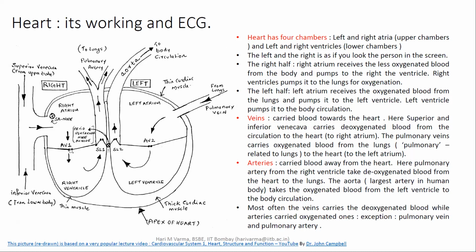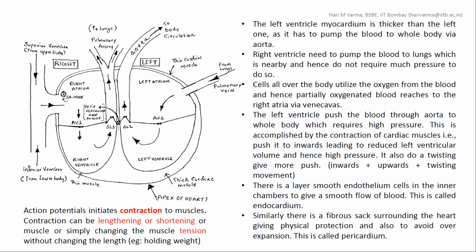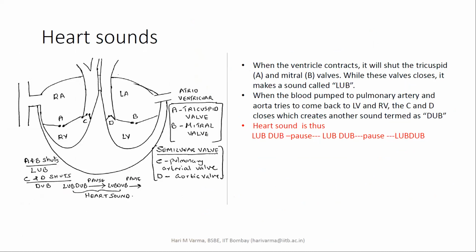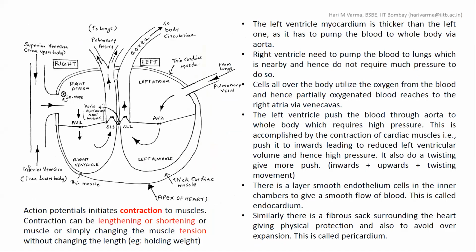This closing of AV1 and AV2 creates a sound because it is shutting down. That sound happens during systole, when there is high pressure because the ventricle is pushing the blood to the lungs or the body. At that time AV1 and AV2 close, and that is called the first heart sound. That is called lub. This lub dub that we hear with the stethoscope, that lub is because of the AV1 and AV2.